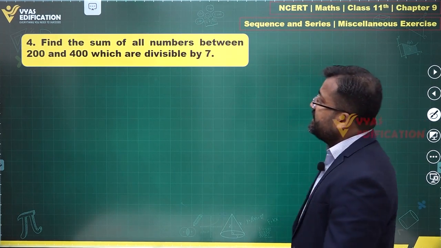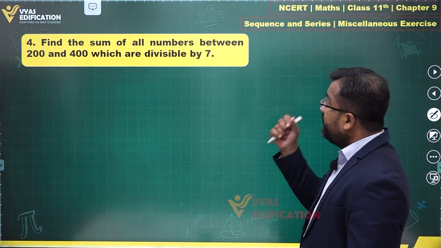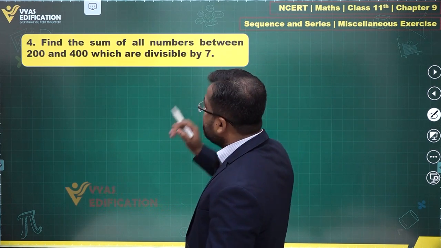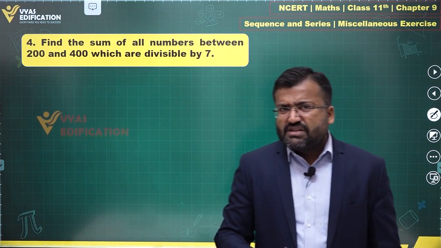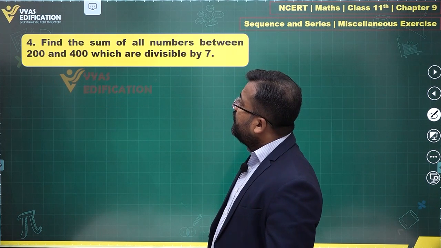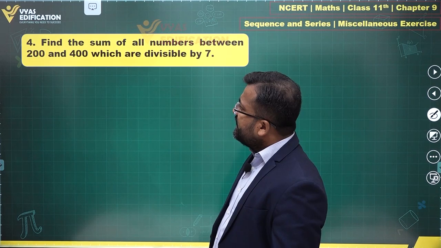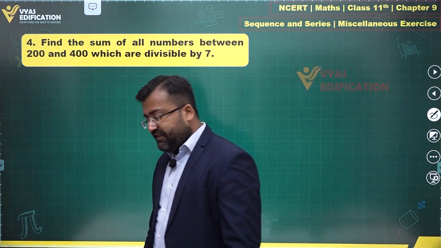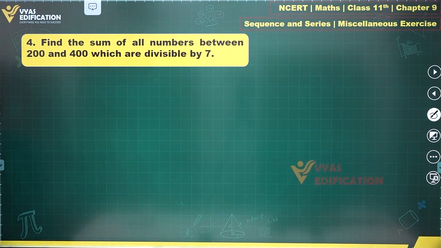Question number 4 says, find the sum of all numbers between 200 and 400 which are divisible by 7. So 200, is 200 divisible by 7? 200 is not directly divisible by 7. What's the remainder that you get on dividing 200 by 7? It is 1. Basically 2 sevens are 14, and then you have 60. So you needed 63, right? So 203 will be divisible by 7, yes.